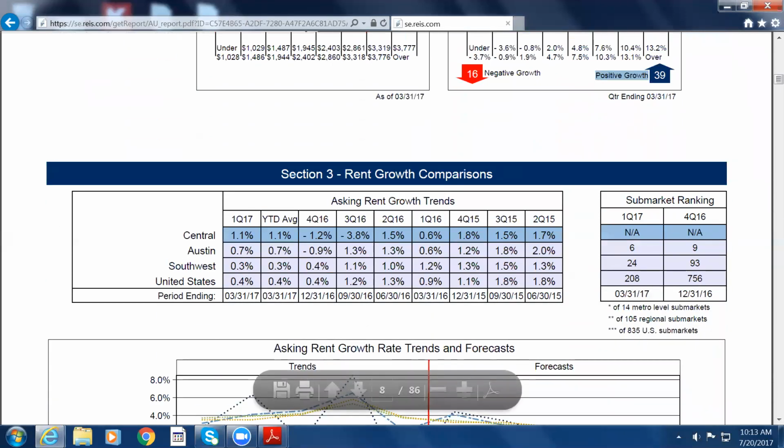Moving down here, what we'll do is give you that historical perspective on the rent growth within that submarket, the metro, the region that you're in, so Southwest, as well as the entire country. So it looks like this particular submarket is doing pretty well. Rent growth is actually higher than the entire country just in first quarter.